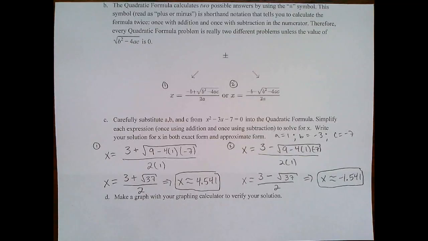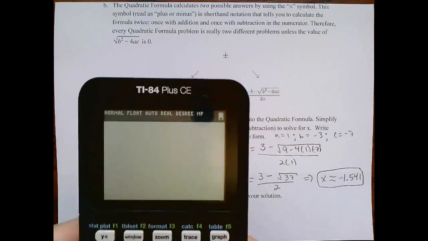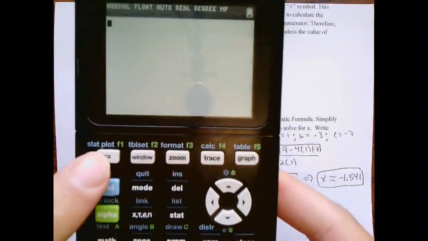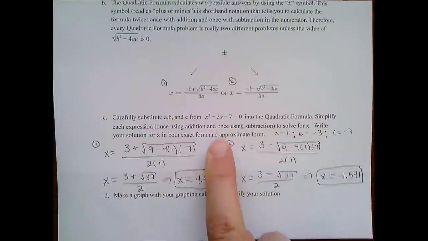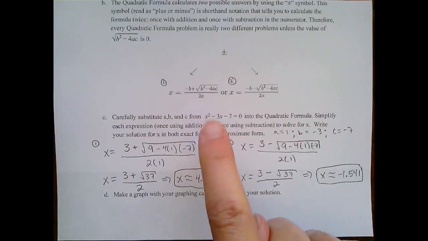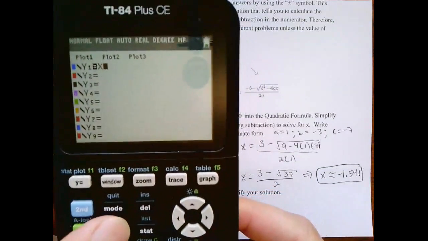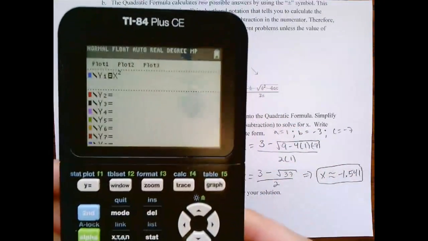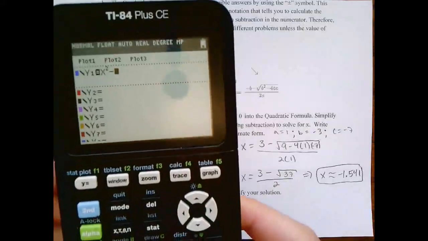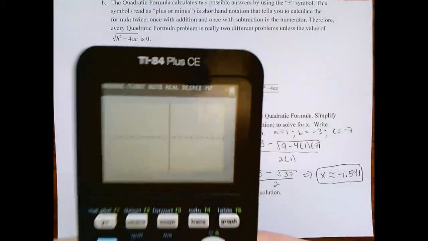So here it says make a graph with your graphing calculator to verify your solution. So let's do that part together. On your home screen, if you have a graphing calculator, if not, you can just watch. You'll hit the y equals screen. The y equals screen is right above the second button. So you hit y equals. And here's where you want to put the equation that we're solving. X squared minus 3x minus 7. So again, x is right next to alpha. Then squared is right here. So we have x squared minus 3x minus 7. So we have this. And let's say graph.